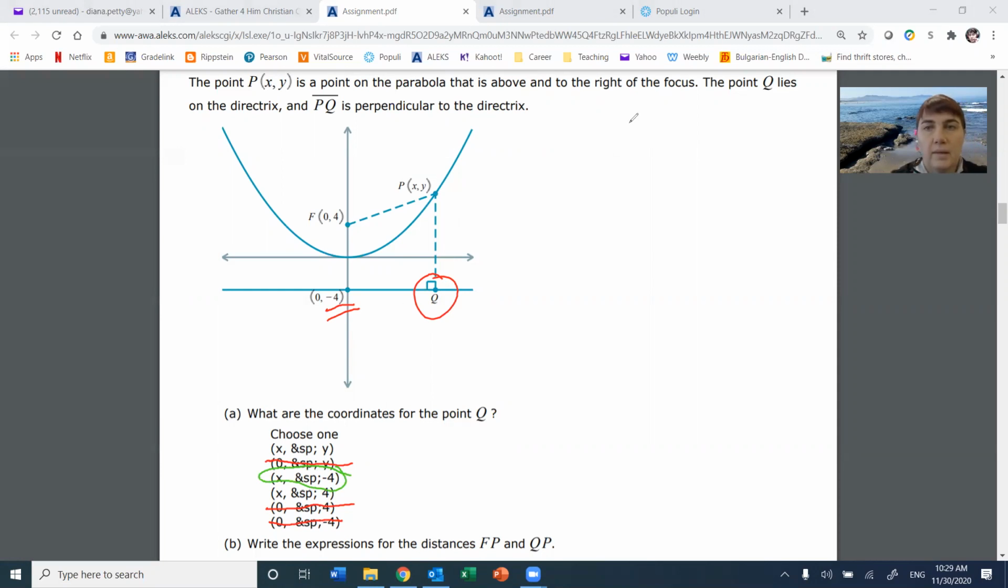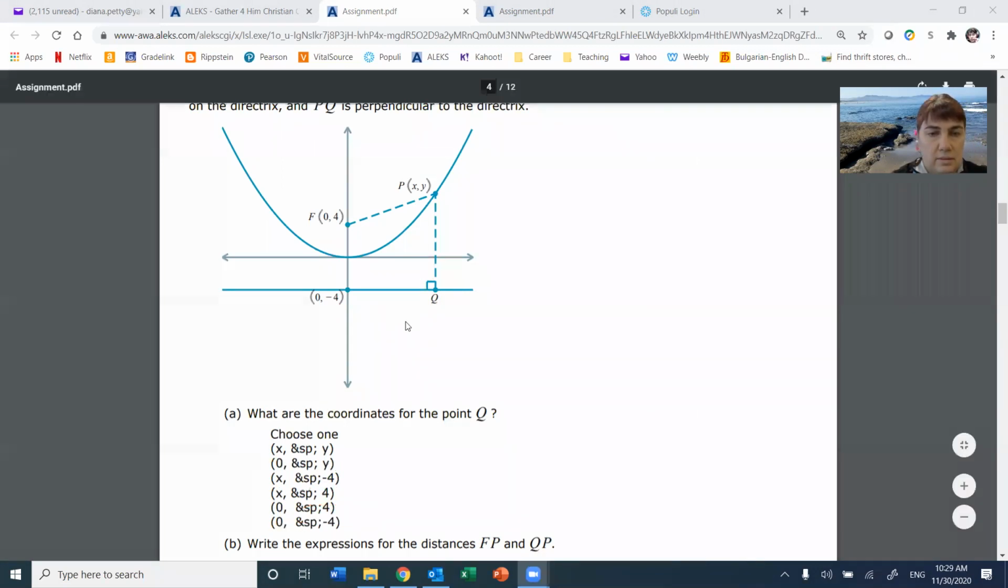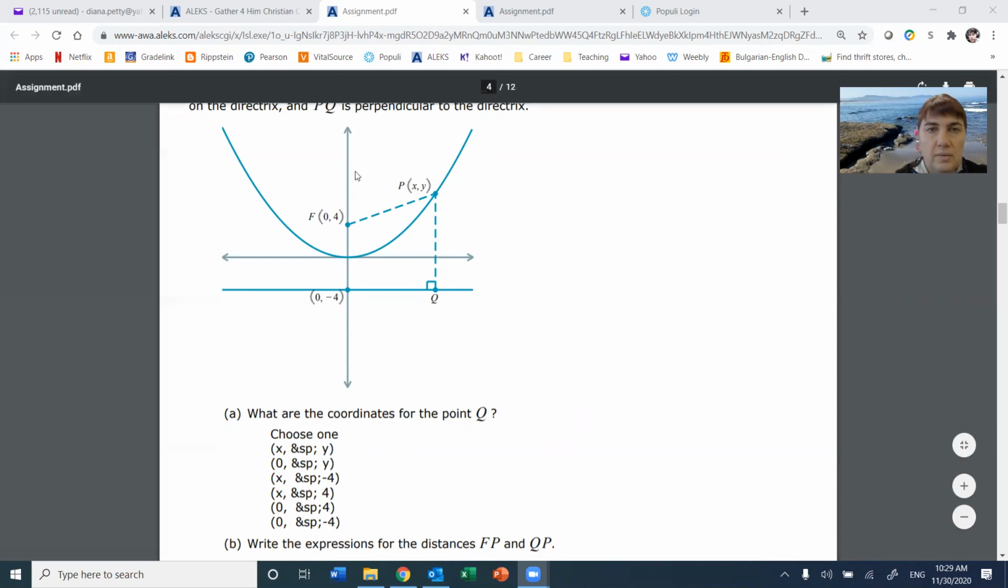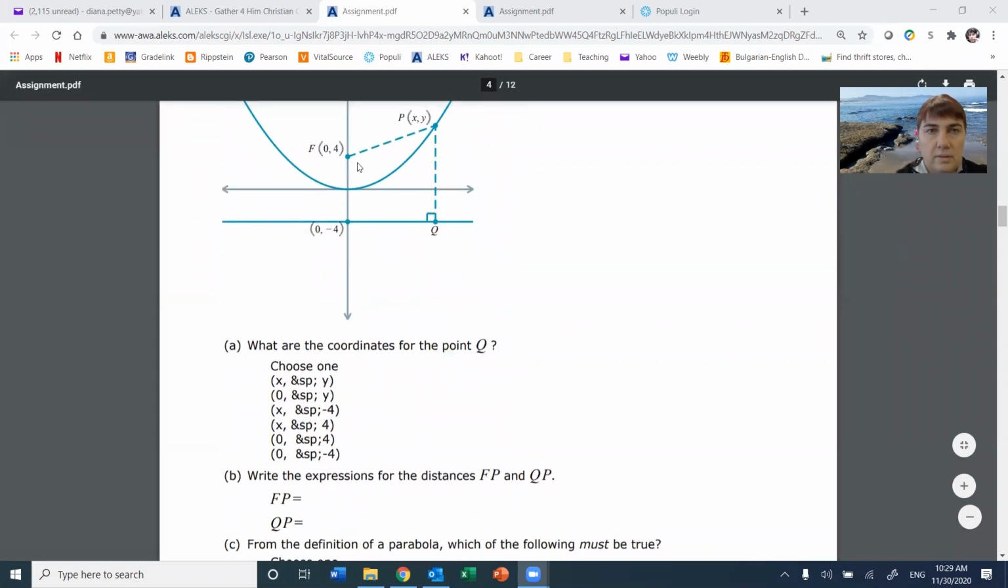Okay. The next one is the distance of FP and QP. So to find the distance, we're doing B. Let's see if we can move it a tiny bit up. Did the thing move away? Yeah, we can still see it. Okay. Let's move this a little bit up.